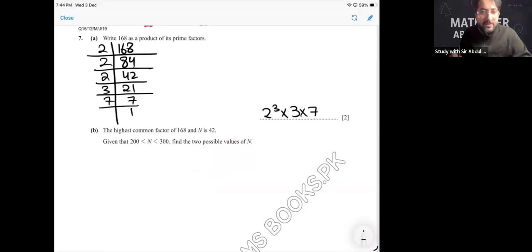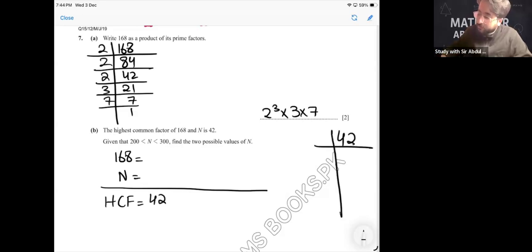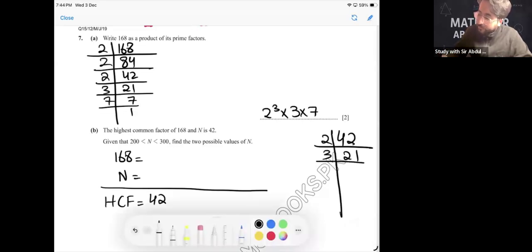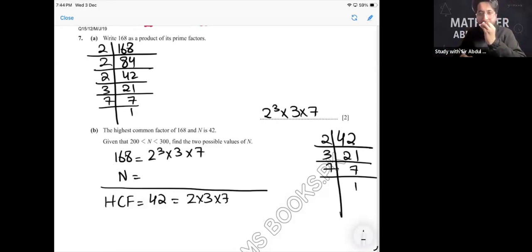It's easy. The HCF of 168 and n is 42. Now your knowledge will be tested. Please pay attention. HCF of two numbers, 168 and n. You have the HCF given, which is equal to 42. I'm interested in the prime factorization of 42. It is 2 times 21, and 21 is 3 times 7, and 7 ones are 7. Okay, guys, HCF is 42, which can be written as 2 times 3 times 7. I have the prime factorization of 168, which is 2 cubed times 3 times 7. Yes or no? Agree?